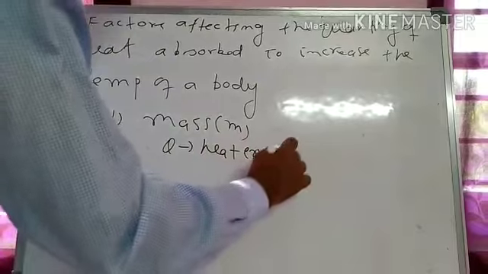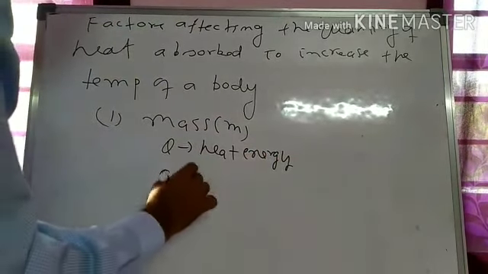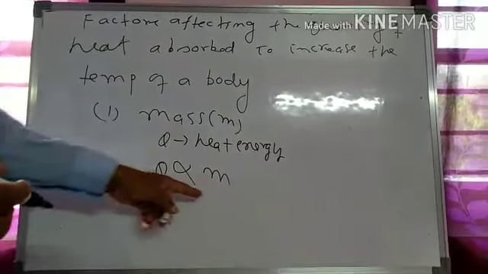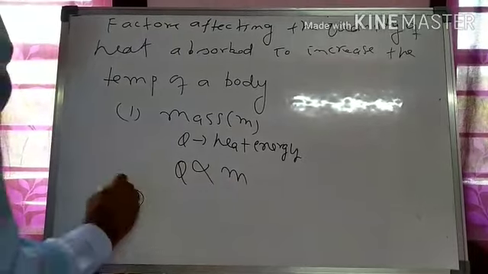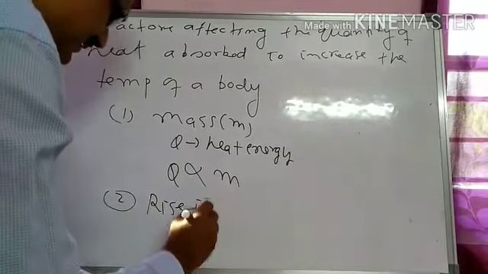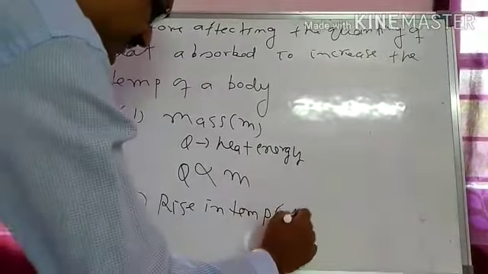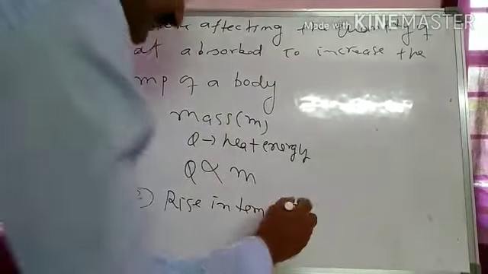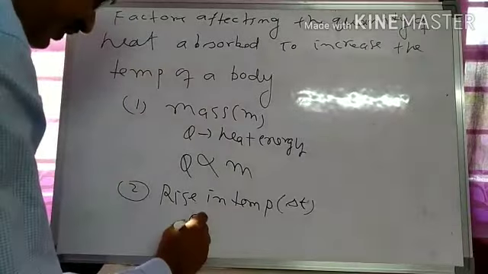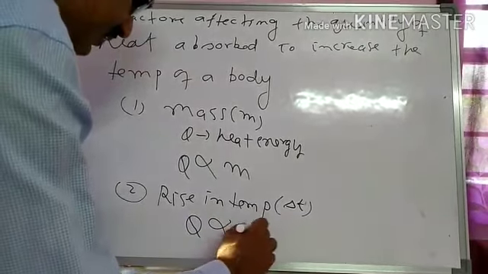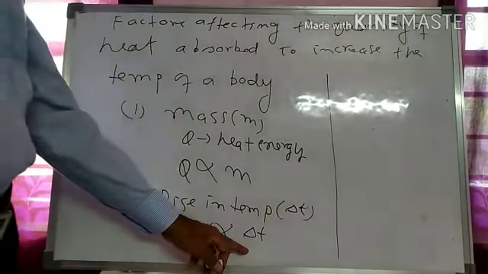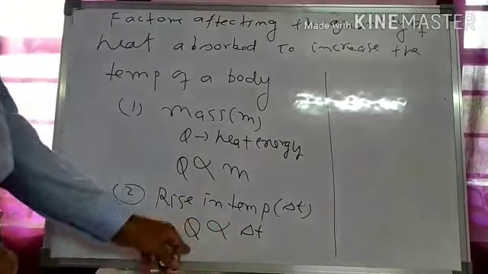It is found that Q is directly proportional to the mass of the object. More mass, more heat is needed. Less mass, less heat is needed. Second one, rise in temperature, delta T. That is the difference in two temperatures, initial and final temperature. It is also observed that Q is directly proportional to the difference in temperature or rise in temperature. More rise in temperature, more heat is needed. Less rise in temperature, less heat is needed.